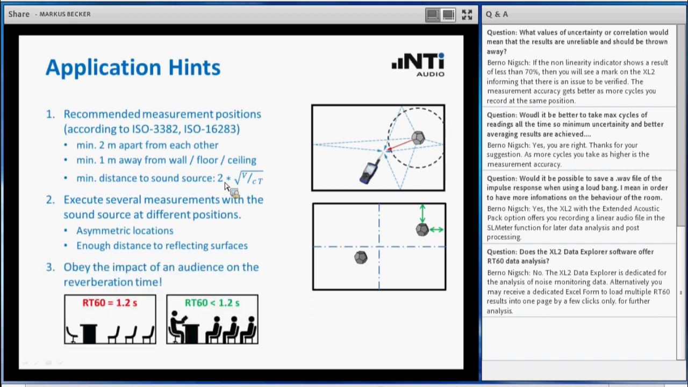And the third and last recommendation that I can give you is to obey the impact of an audience, which means that you are measuring RT60 in the empty room. This is required by the standard, as I mentioned before, maximum 2 persons being present. Well, if you fill that room with people, if an audience is present, many persons, they would absorb the sound, and that lowers the reverberation time actually in that room. So when you measure a certain value, you can be sure that the same room with some people inside will have a lower RT60 value.